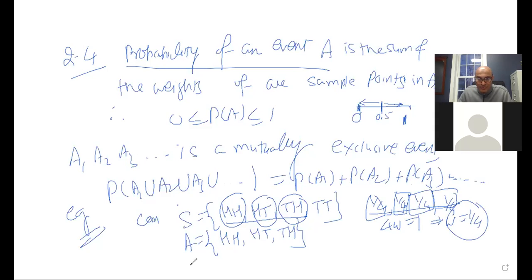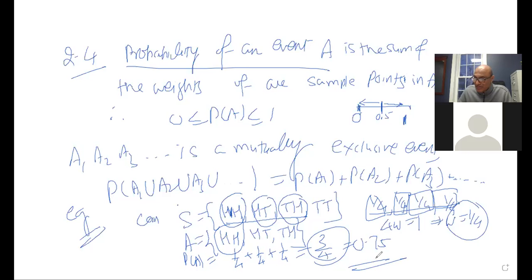And I would like to go for the probability of my event A. You know that the probability of HH is 1/4. The probability of HT is also 1/4. The probability of TH is also 1/4. So they add up to 3/4, which is equal to 0.75. So the probability is much higher of getting at least one head by tossing a coin twice.